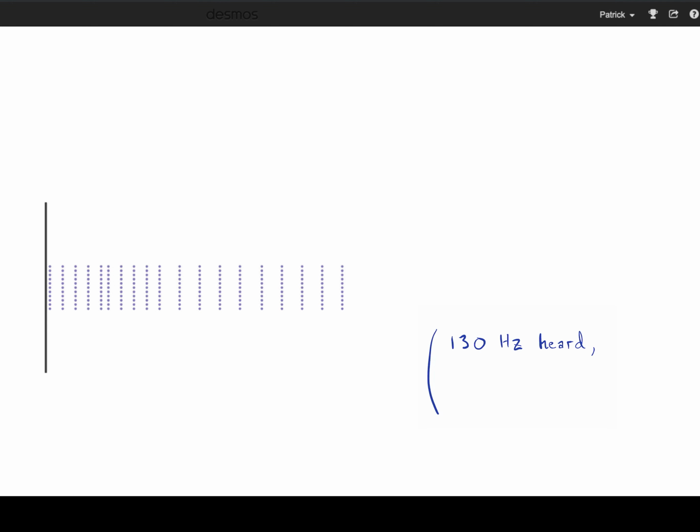If we plot the change in pressure over time, we get a sine wave. How fast the object vibrates will determine how fast these little pockets of air move back and forth. If, for example, they go back and forth 130 times in 1 second, we would say that the sound wave has a frequency of 130 hertz.